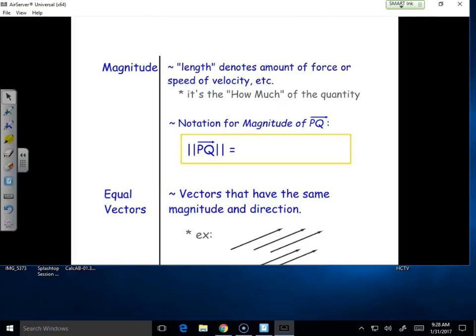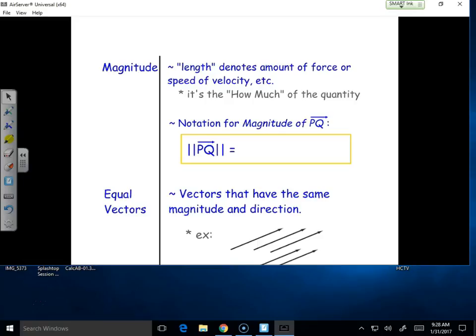Magnitude. Let's talk about him for a little bit. Direction is just an angle. We've dealt with angles a lot, especially with trigonometry. But magnitude, okay. The length denotes the amount of force or the speed of velocity, or the actual distance. It's the how muchness. It's the how muchness of the quantity. It's the amount, it's the greatness, it's the magnitude.